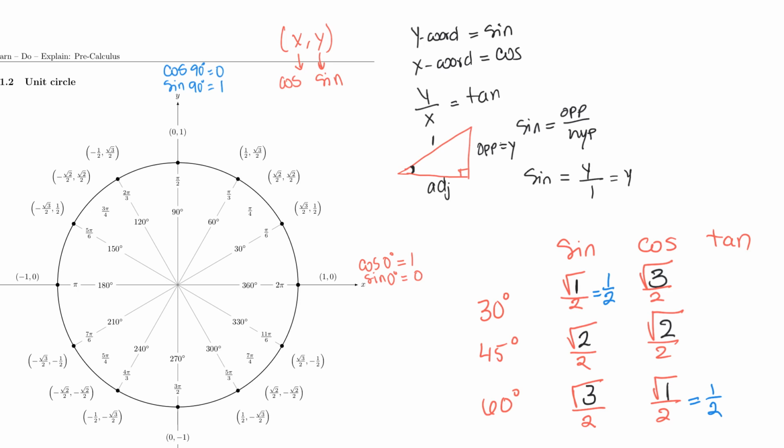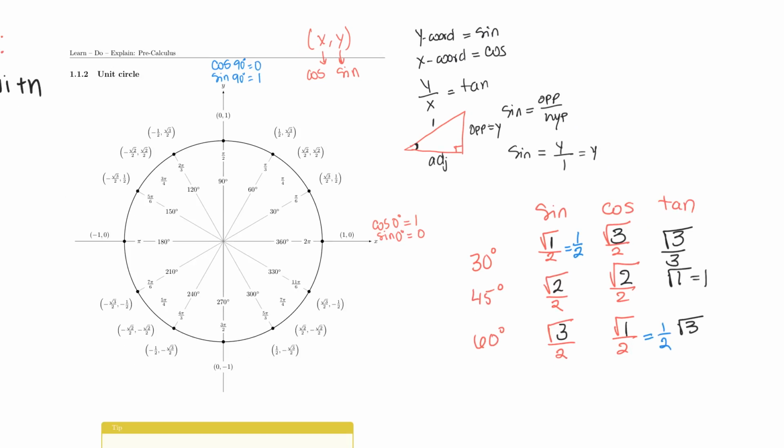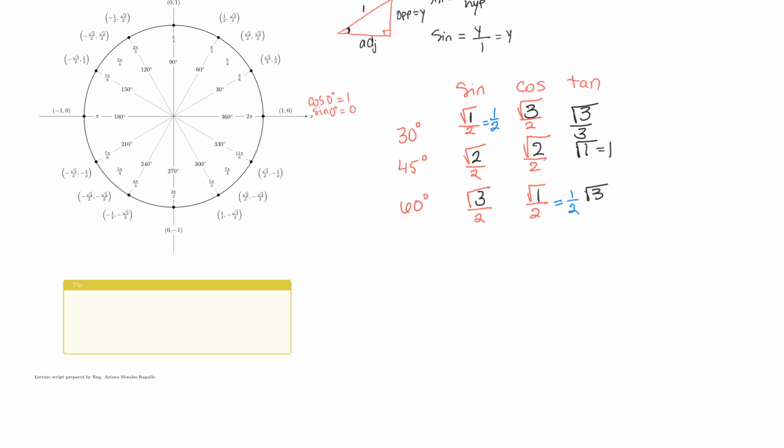For the tangent, it's a little bit different. We just have to write down 3, 1, 3, and square root everything. We square root this, square root this, square root this. And for the 30 degrees, we just divide it by 3. And that's it. This is equal to 1. In conclusion, we have a table that looks like this here.